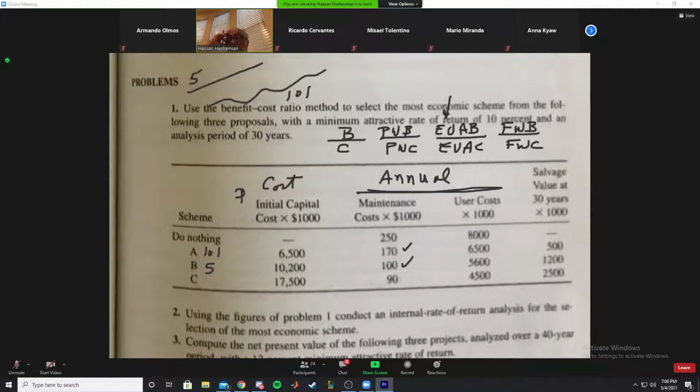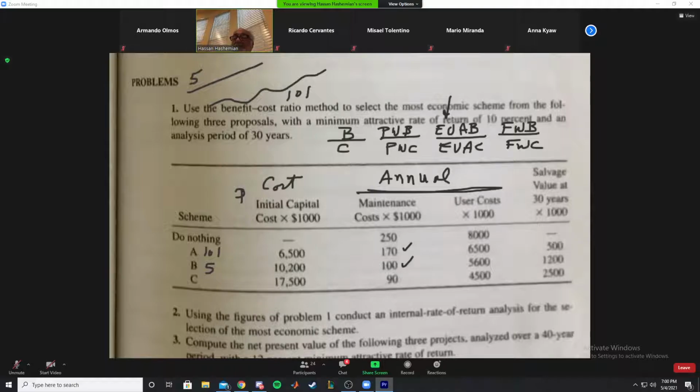So if I'm comparing do nothing with alternative A, A has more benefit than alternative do nothing. How much benefit? $80 million, 250 minus 170, $80 million. 101 has more benefit than do nothing.